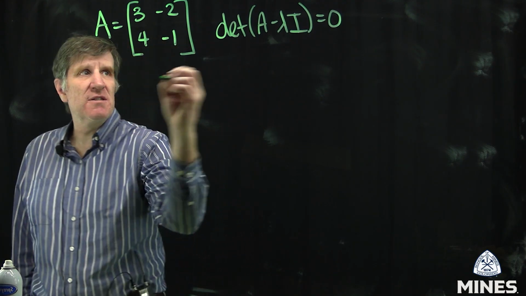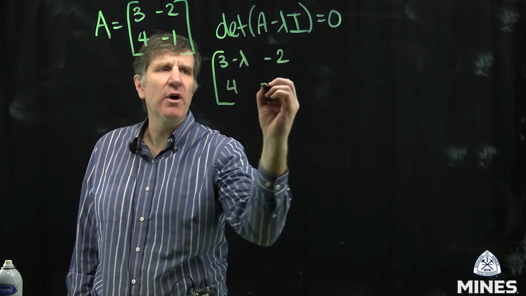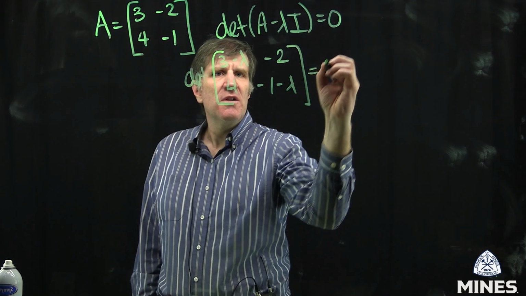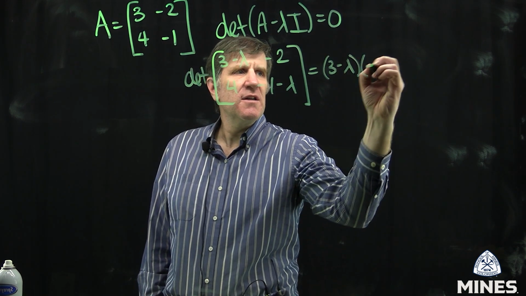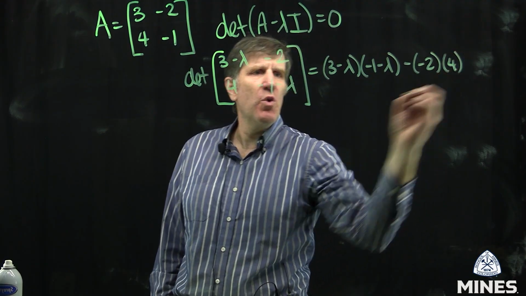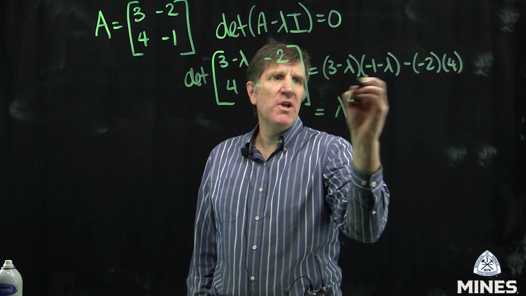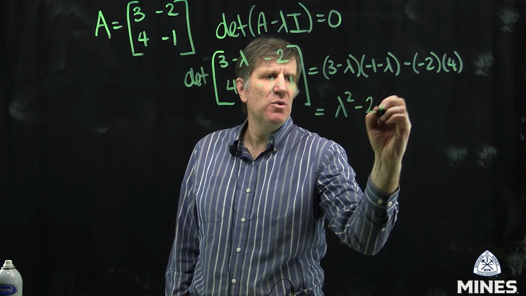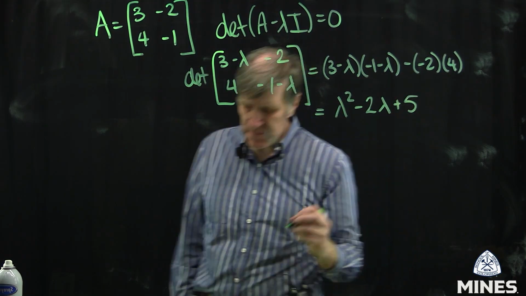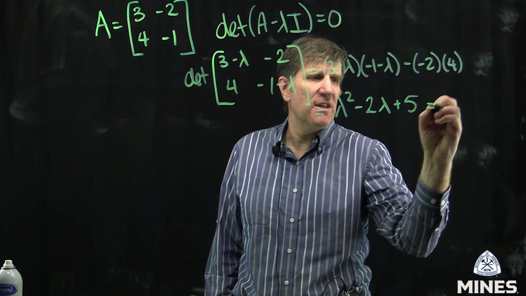So let's do it. This equation looks like 3 minus lambda, minus 2, 4, and minus 1 minus lambda. We want the determinant of that. So that's 3 minus lambda times negative 1 minus lambda, minus a negative 2 times 4, which ends up being lambda squared. We have plus lambda minus 3 lambda, so minus 2 lambda. And then we have minus 3 plus 8, which is plus 5. So that's our characteristic polynomial for the eigenvalues. We want to set that equal to 0.